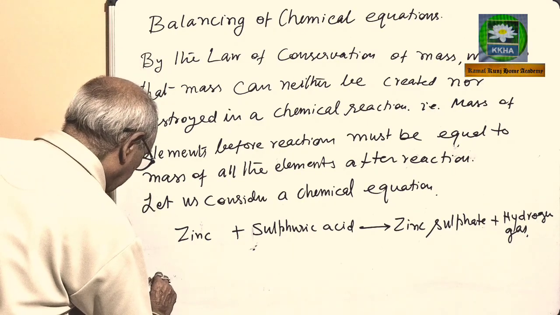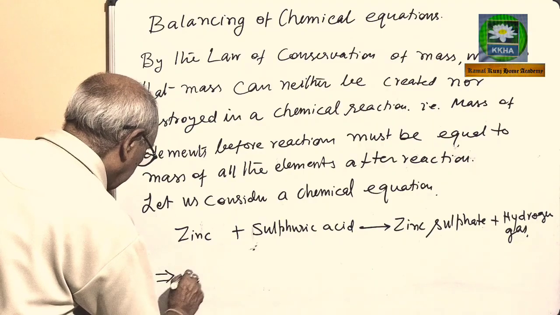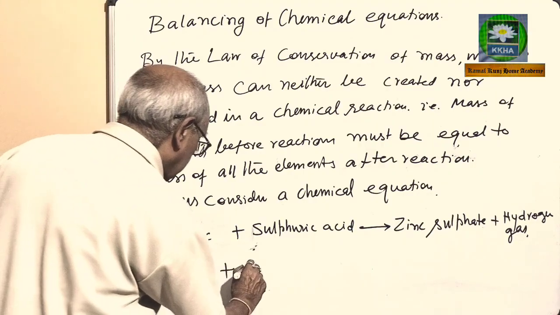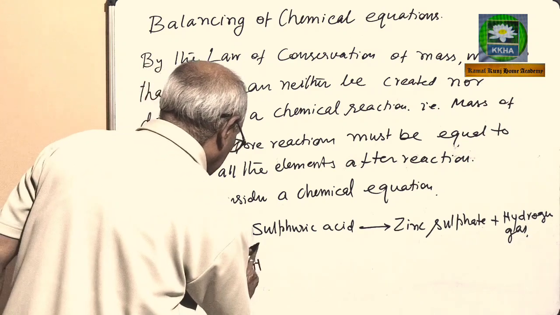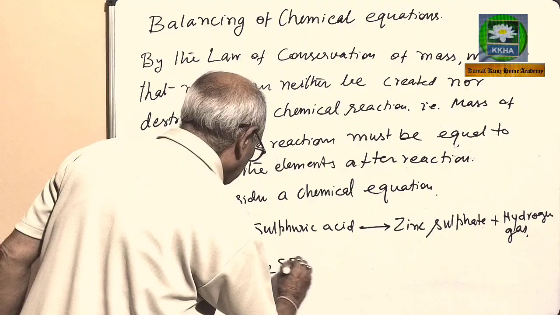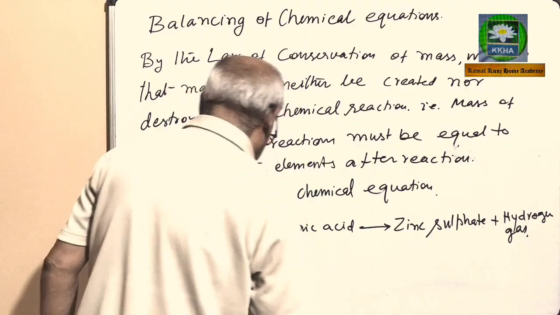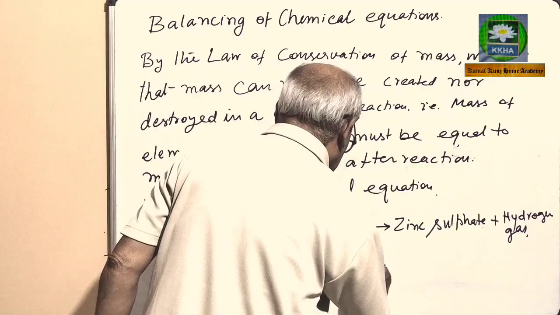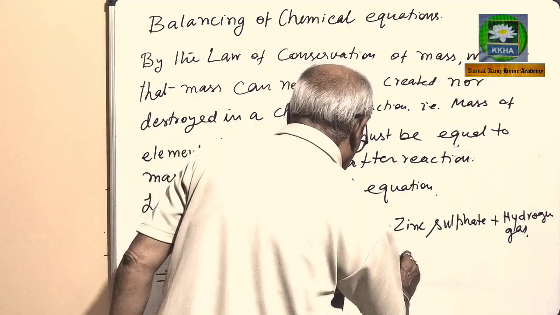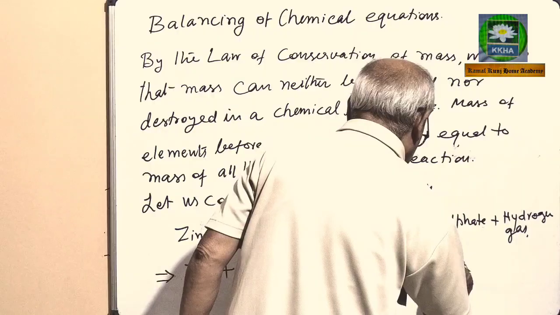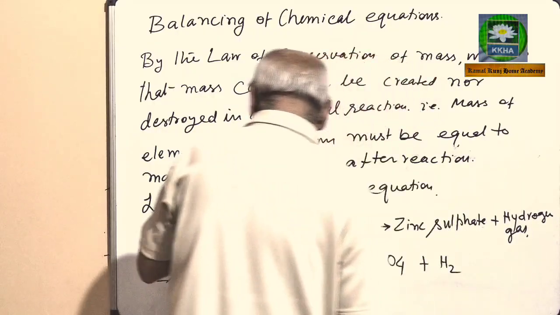Using chemical formulae, this implies that zinc plus sulfuric acid, H2SO4, forms zinc sulfate plus hydrogen.